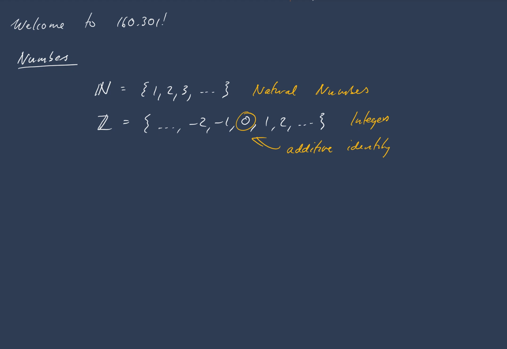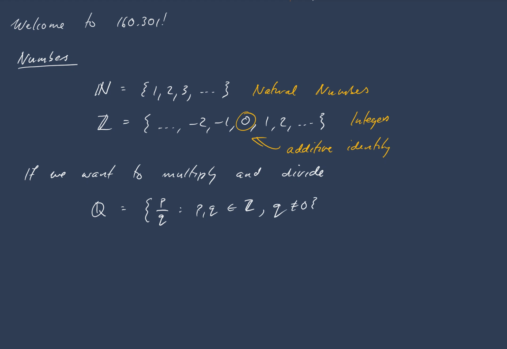But in the numbers that we're used to working with, not only do we add and subtract them, but we want to be able to multiply and divide as well. If we want to multiply and divide, then we have to talk about the rational numbers. Okay, so these are the set of numbers p over q, where p and q are integers, and where q is non-zero. These are called the rational numbers, as I just said.